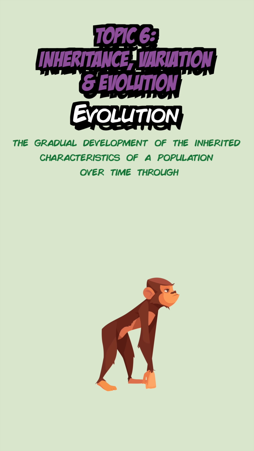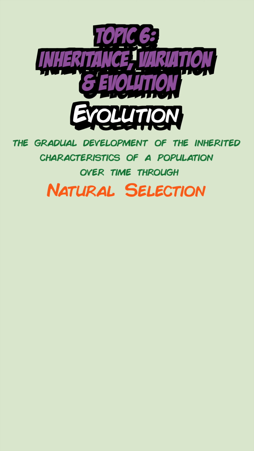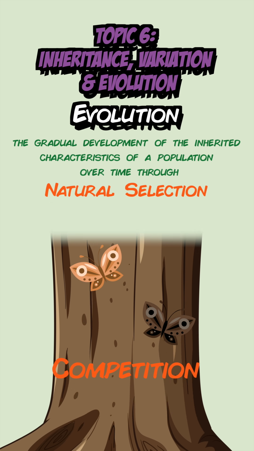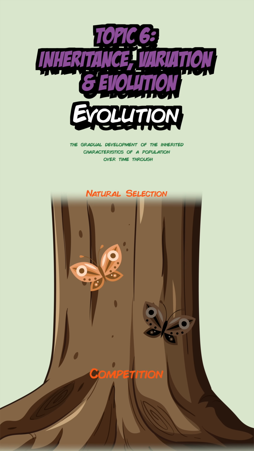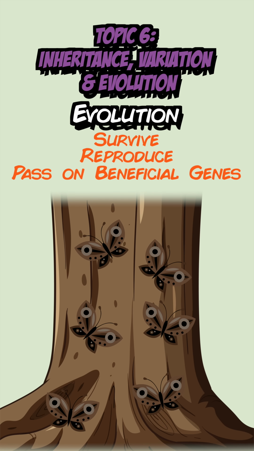Evolution is the gradual development of the inherited characteristics of a population over time through natural selection. All organisms show variation in their phenotypes and compete with each other for resources such as food and shelter. If they have beneficial phenotypes, then they are better suited to their environment, meaning they are more likely to survive, reproduce, and pass on their beneficial genes to their offspring. This happens over many generations, and whatever the beneficial characteristic was will become more common within the species. When this happens, we say that the species is evolving.